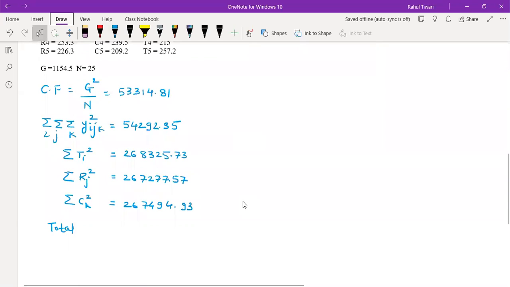Then after that you can find the total sum of square. So we can call it TSS, which uses the formula triple summation Yijk square minus correction factor. So you have this total. If you have the correction factor, subtract it, and you will get the answer for the treatment sum of square.